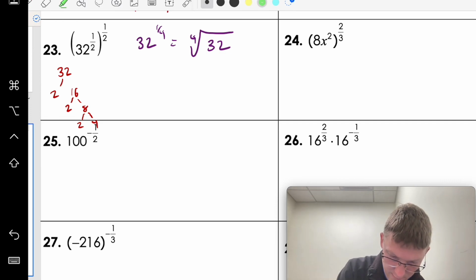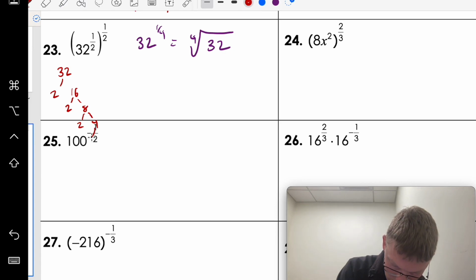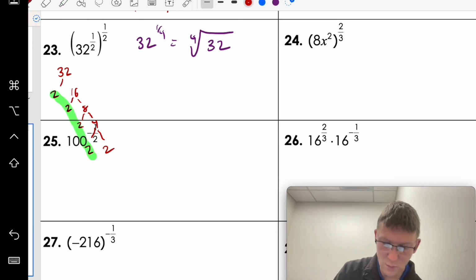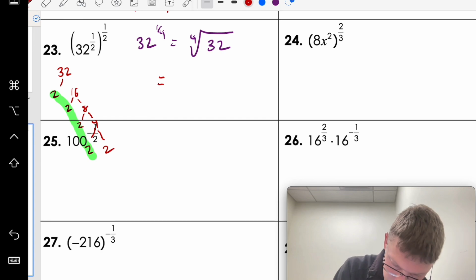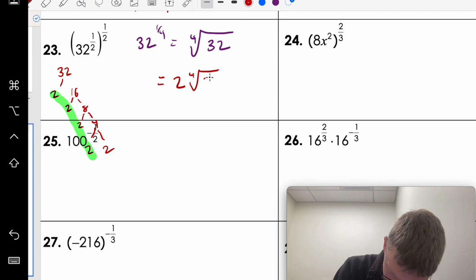So we're at a 4th root, so we need four 2s: 2, and then 2. So we need 4 of these 2s to come out, and then one of them would stay in. So then our final answer would be 1, 2 comes out, 4th root of 2.